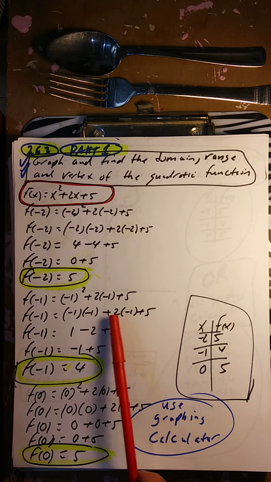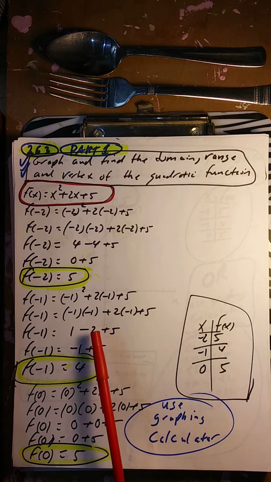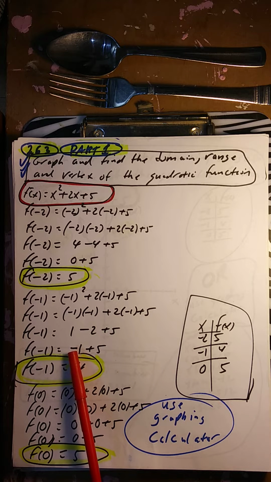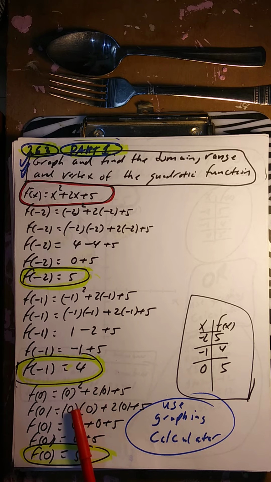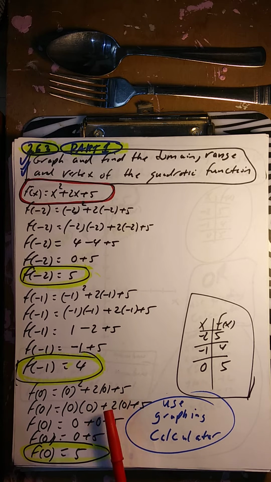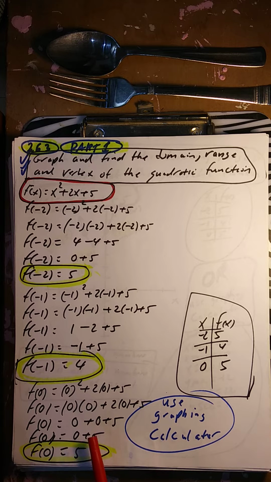Put a negative 1 in there. Negative 1 squared, negative 1 times negative 1 is 1. That's going to be negative 2. That's going to be negative 1, and 5 is 4. Put a 0 in there. 0 squared, 0, 0 plus 5, or 5. So we got points right there.